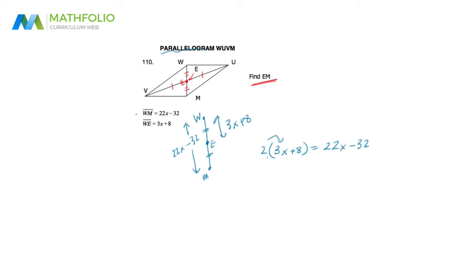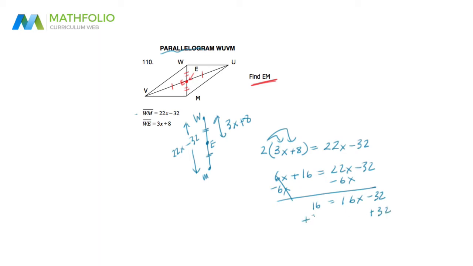Let's distribute this side. 2 times 3x is 6x. 2 times the 8 is 16. Alright, so now I'm going to continue the usual way, subtract the 6x from both sides. We end up with 16 equals 16x, minus 32. So now I've got to get the x's on their own, so I'm going to add the 32 to both sides. That now gets me closer. 16x equals 48. So now when I divide both sides by 16, I end up with x equals 3.